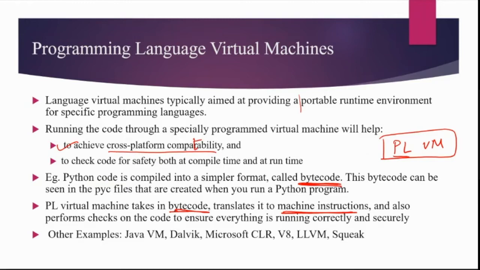The second advantage of having the programming language specific virtual machine is to check the code for safety, both at compile time and at runtime. Suppose you are executing a malicious program, the effect of that maliciousness is limited to the virtual machine. It will not go beyond that, so it will not hamper your system or adversely affect your system. That is another advantage. A few examples are JVM, DVM, Microsoft CLR, etc.